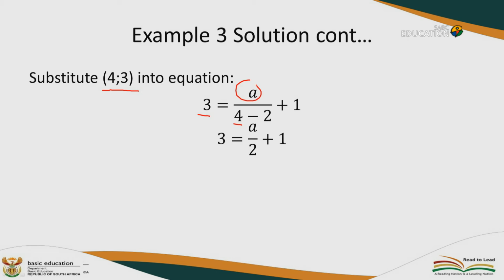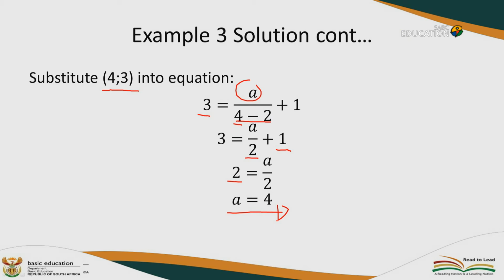If we simplify this denominator, we have 4 minus 2, so that becomes 2. We can take this to the other side. It becomes negative, so that becomes 3 minus 1, which is 2. And then we are left with a over 2 on the other side. We cross multiply and find that the value of a is equal to 4.